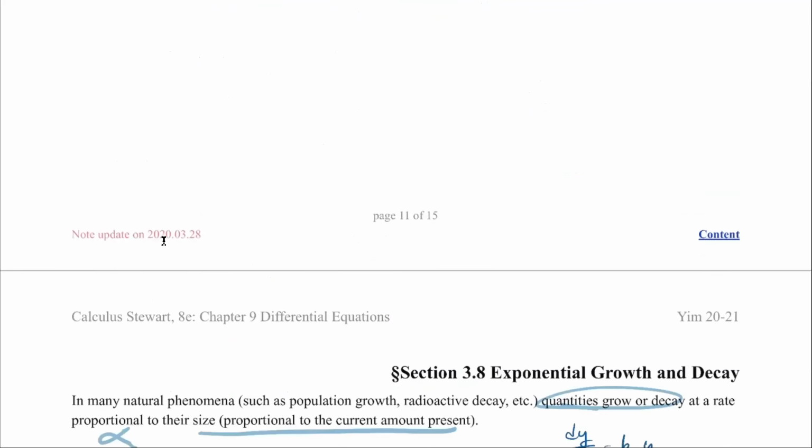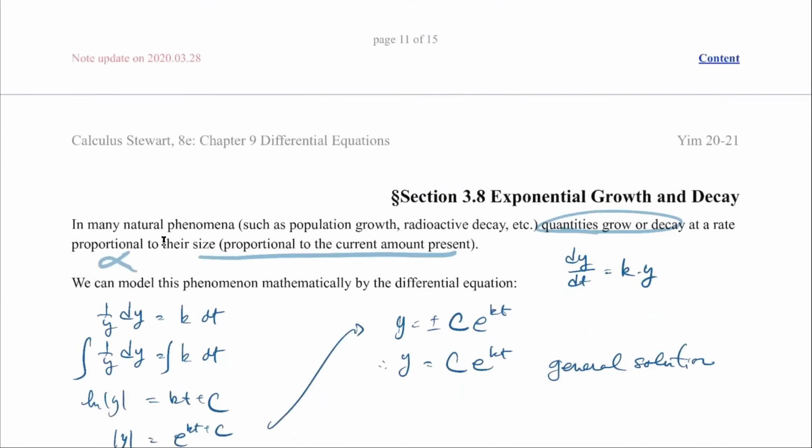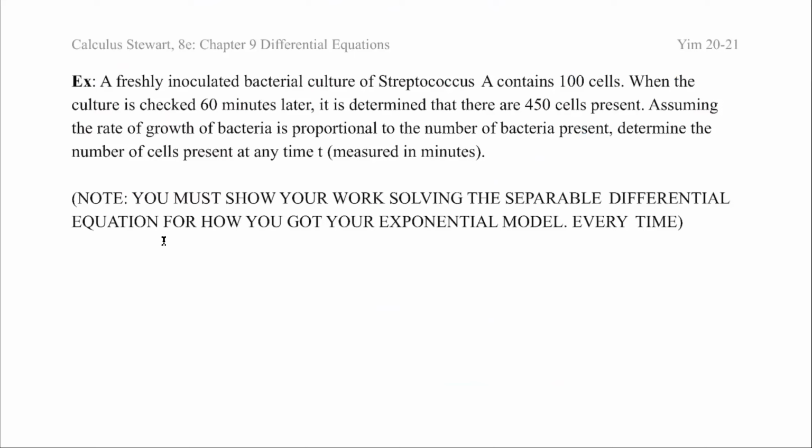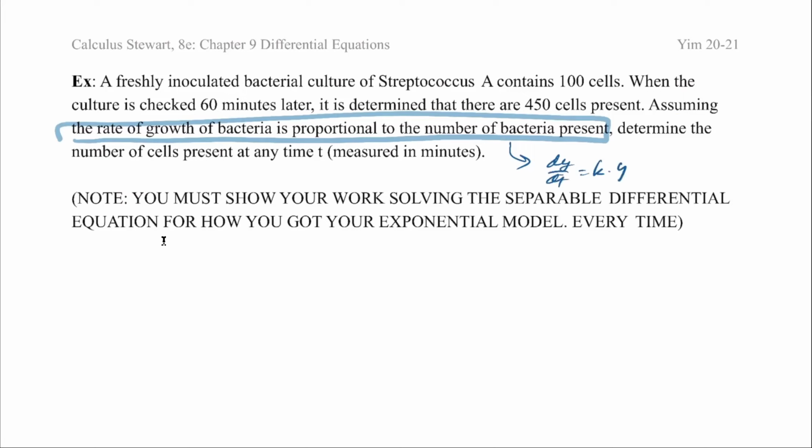All right, let's look at the first example here. We got a lot of stuff. They give us a bunch of numbers over here. Let's not read that yet, because I like to know what's going on first. Assume that the rate of the growth of bacteria is proportional to the number of bacteria present. So that tells me that dy/dt is k times y. So y represents the number of bacteria.